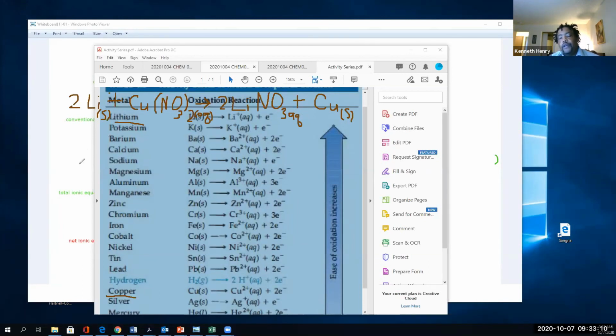Now, if the metal is below the metal that's in that solution, you're not going to get a reaction. So for instance, if we have silver plus copper 2 nitrate, we're going to get no reaction.